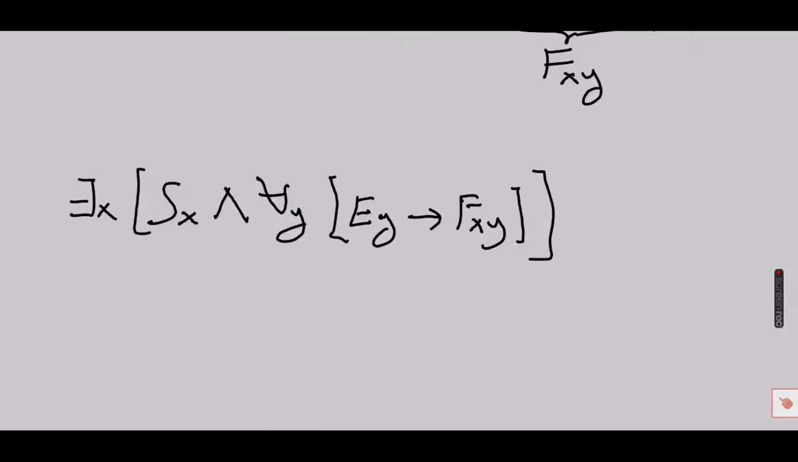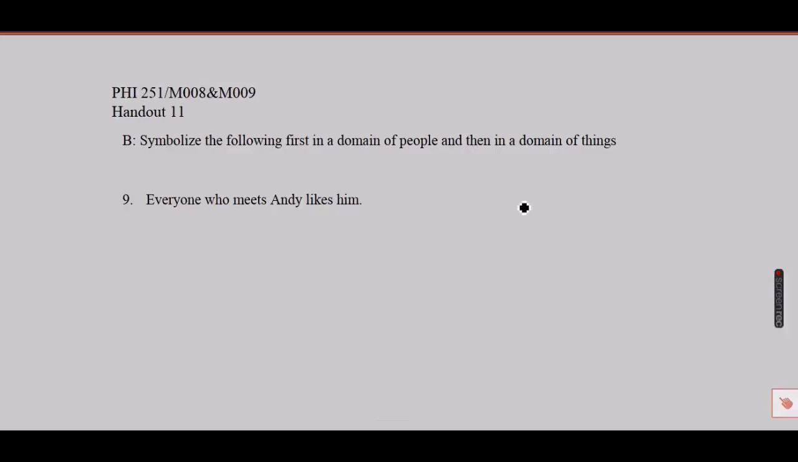So let's move on. So here we have a statement, and we are going to symbolize this once using the domain of people and then using the domain of things. Right? So you have a couple of questions like this on the problem set, on the homework assignment. So let's just do this one and see how it is done. So first, let's use domain of people. We have everyone, so that would be the natural choice, right?